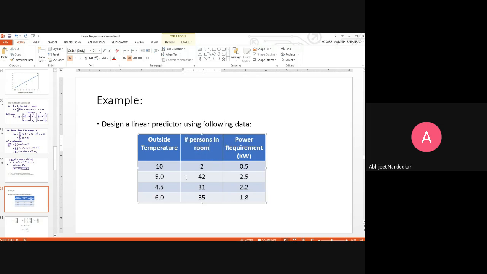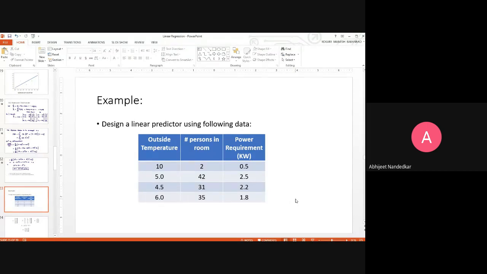x1 is outside temperature, and the number of persons in a room is x2. What is given to you is: if outside temperature is 10 degrees Celsius and the number of persons in a room is 2, then the power requirement is 0.5 kilowatts. The second data sample says if outside temperature is 5 degrees Celsius and the number of persons is 42, then you require 2.5 kilowatts. Then we have 4.5 degrees, 31 persons and 2.2. Then 6 degrees, 35 persons and 1.8 requirement. So this is the actual data given to you.